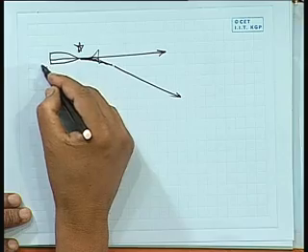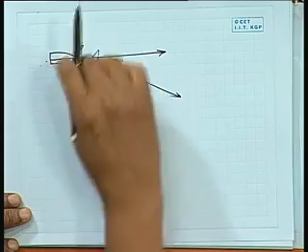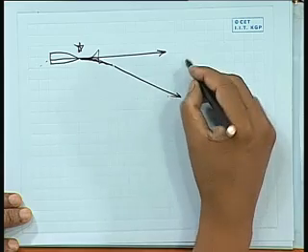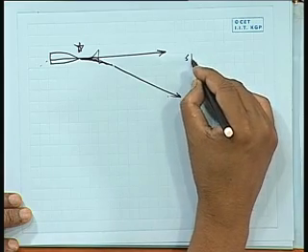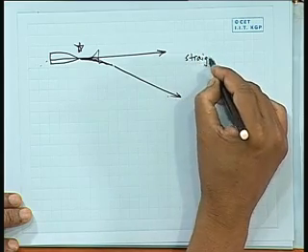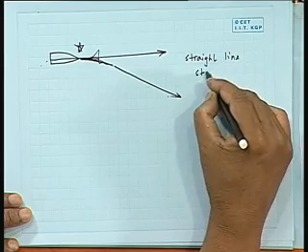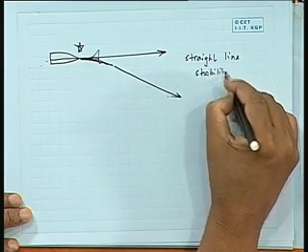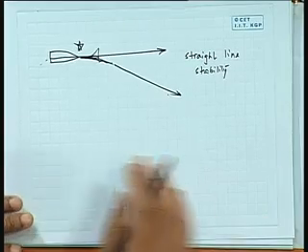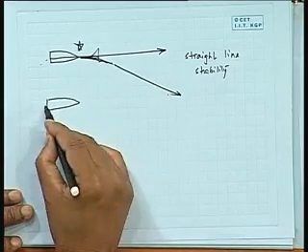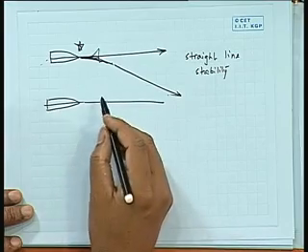Or if you have given an angle here, it can actually go in a circle. But that is not very common. Say this is what will be called straight line stability. Okay.